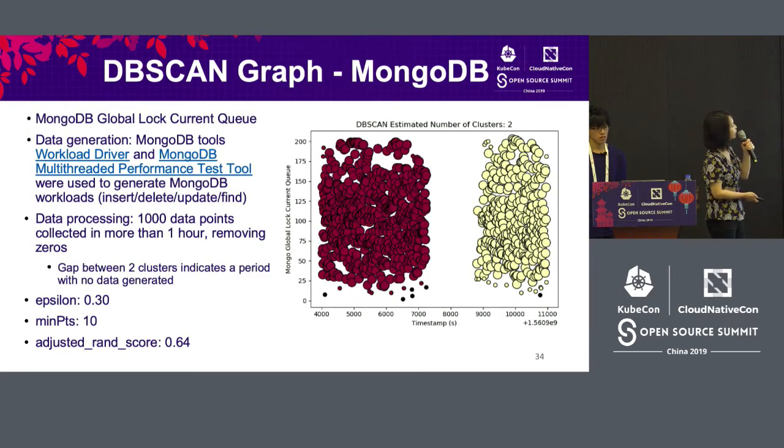So this is from MongoDB. This is the global log current queue. This is actually not what I expected because there is a gap there. So it forms two clusters, and then there were a few anomalous data points. So my assumption is because we generate a lot of load, maybe the system cannot handle it, and for some reason there was no data for some section of the time.